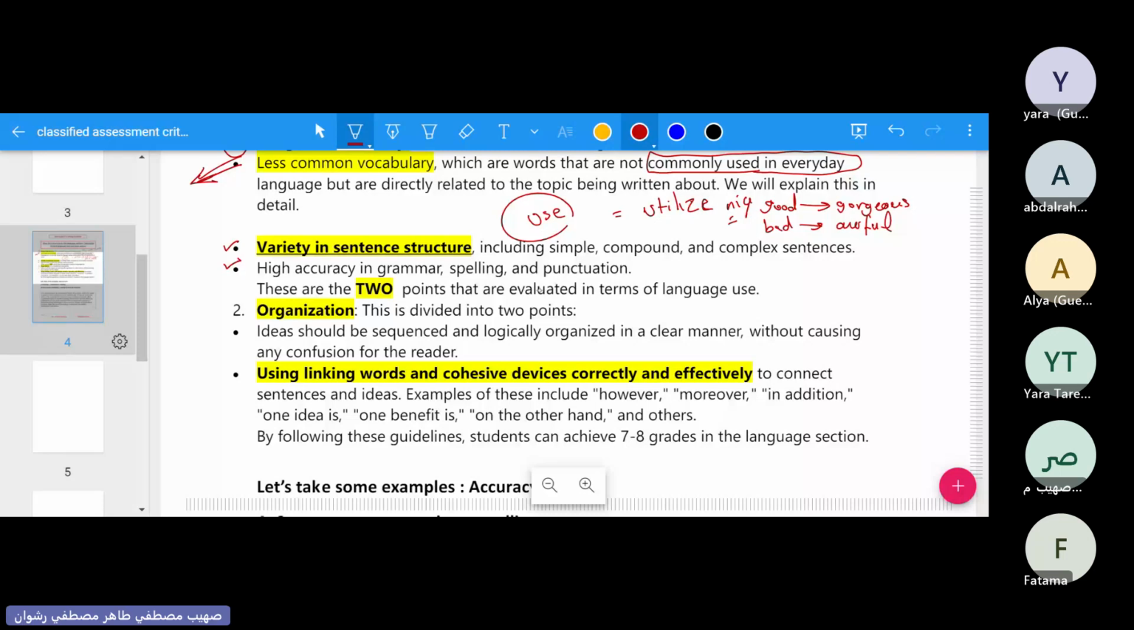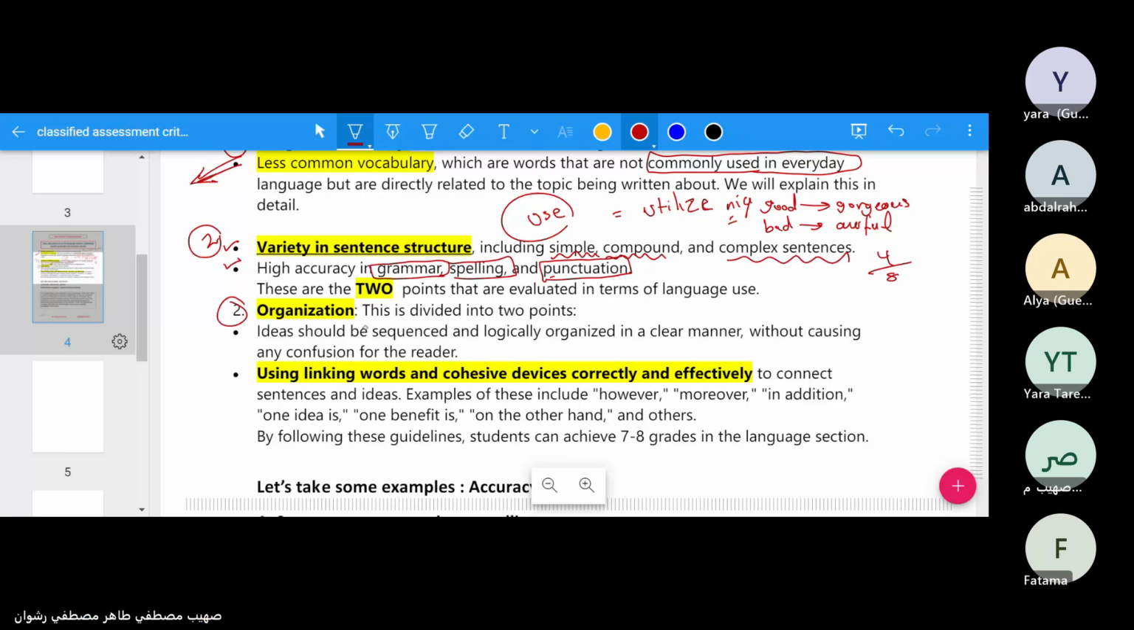This is variety of vocabulary. Number 2, variety in sentence structure. We studied this last time. You must use simple, compound, and complex sentences. What about accuracy? Your grammar must be accurate. Spelling must be accurate. Punctuation must be accurate. So if you achieved the less common vocabulary, variety of sentence structure, and accuracy in grammar, spelling, and punctuation, now you will get 4 out of 8, until you achieve what?